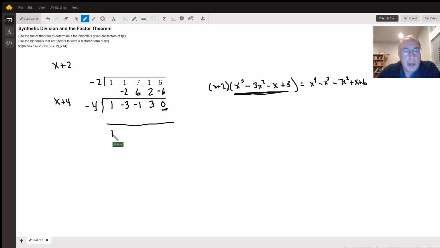This time I bring down the 1, multiply by -4, I get -4, add, I get -7, multiply, I get 28, add, I get 27. Let's see here. Multiply again, and I get -108. Add, and I get -105. And multiply, and I get 420.